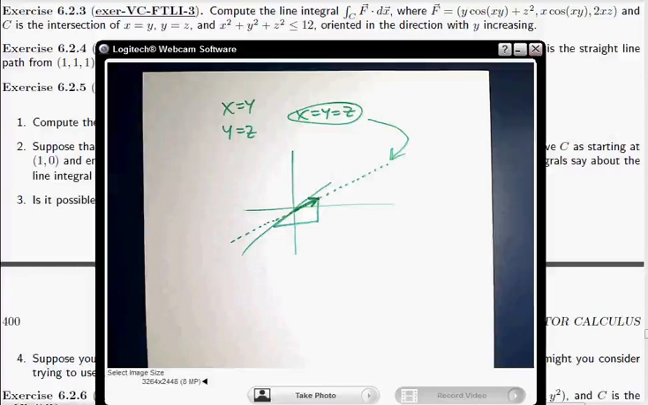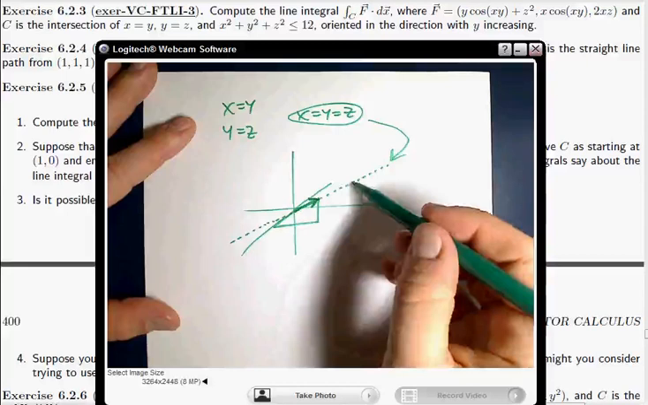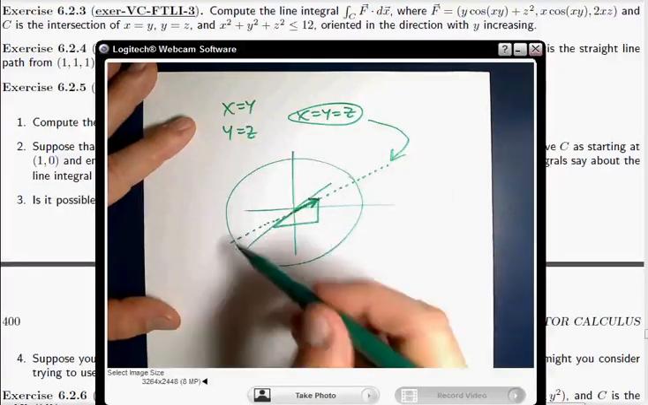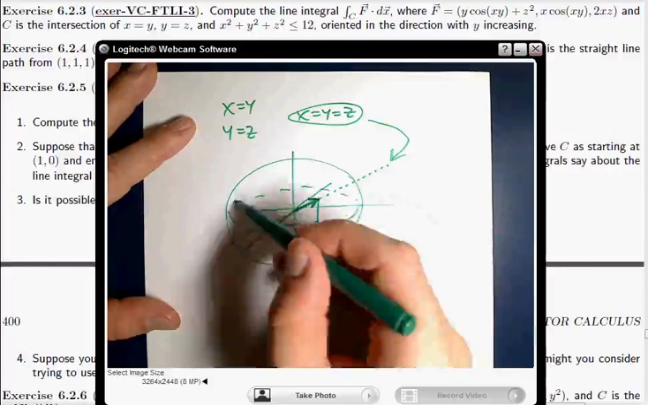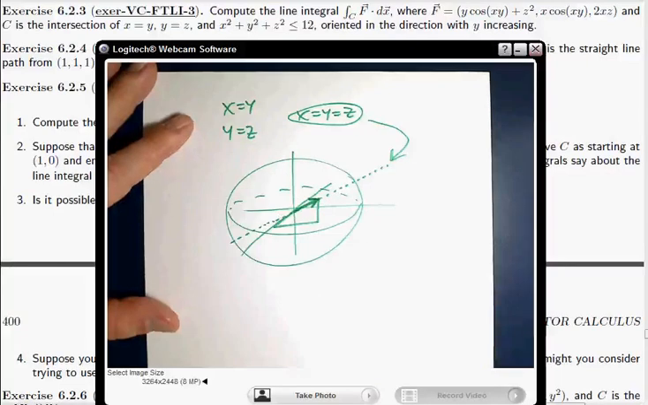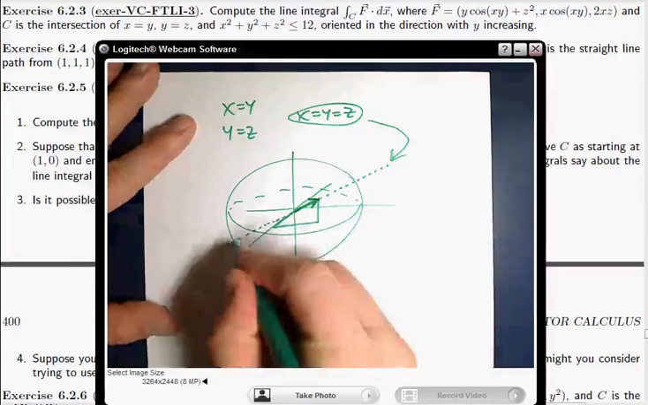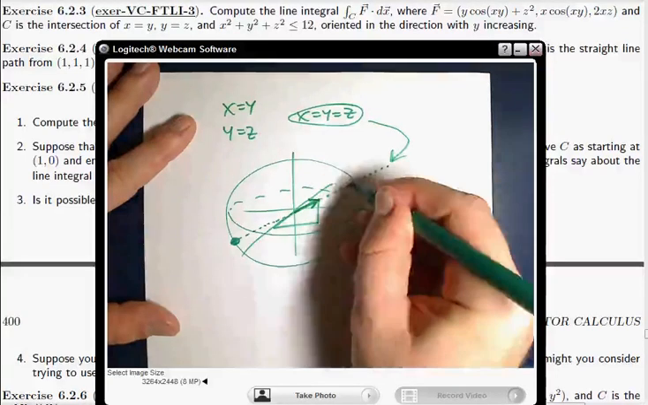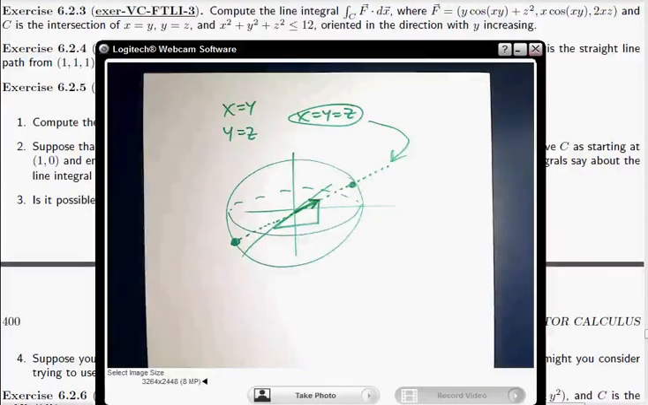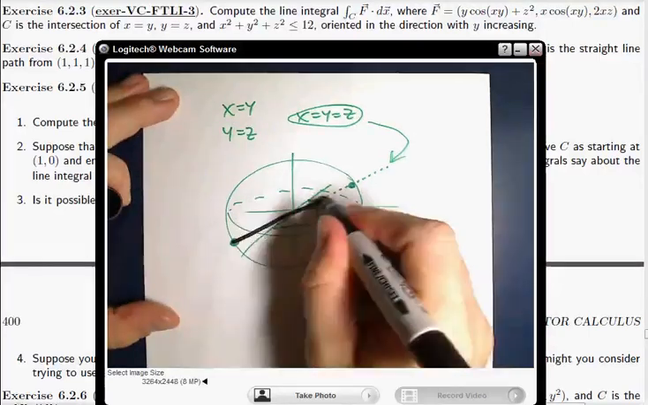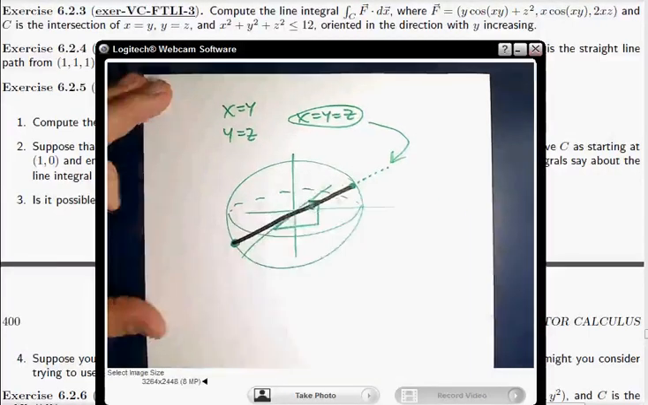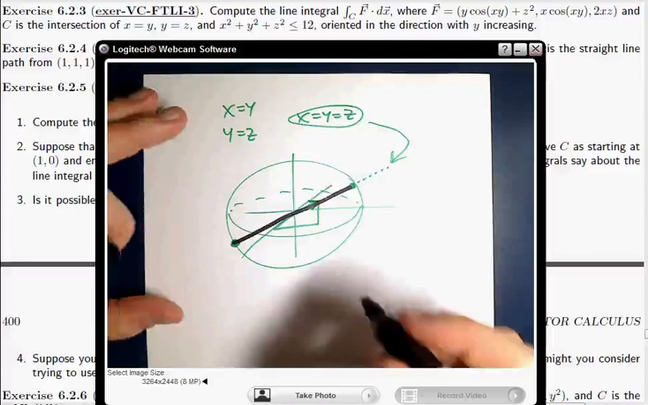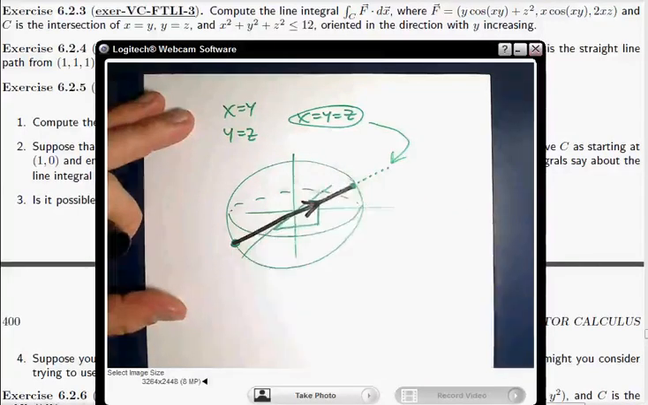So let's see here. Now what? Okay, well, I want to know the intersection of these two planes. Namely, I want to know the intersection of this line with this sphere, x squared plus y squared plus z squared equals 12. Now there's a sphere here, something like that maybe. Hard to draw. And ultimately, what I've got then is a line segment that goes from there to there. So this is my curve. It's a line segment like that, oriented in the direction with y increasing.